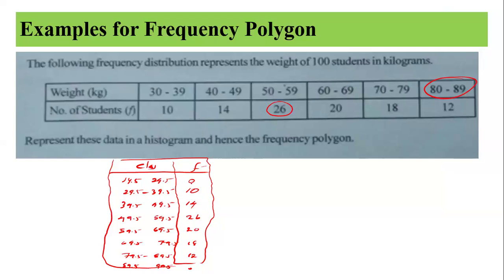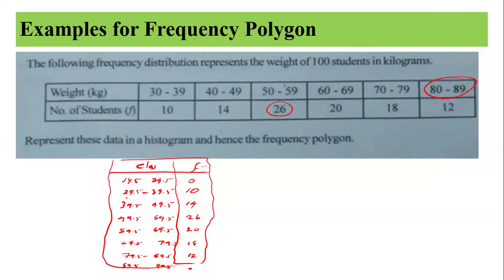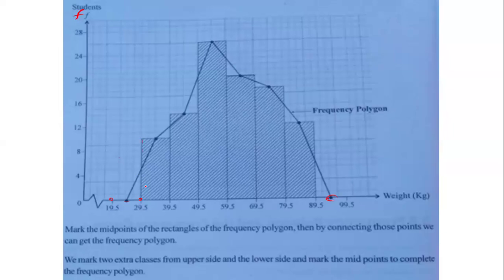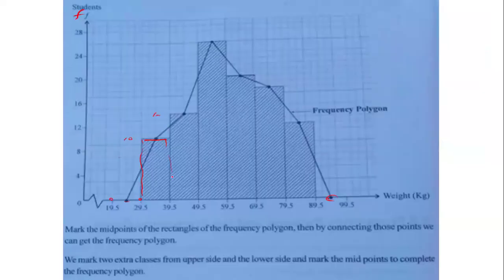Okay, if you identify this 19.5 to 29.5, the mid value. Another, 29.5 to 39.5. Now draw this one. Firstly, you have to draw the histogram. 29.5 to 39.5, how much? 10. This is near to 10. 39.5 to 49.5, 14. This is near to 40. And draw the histogram.